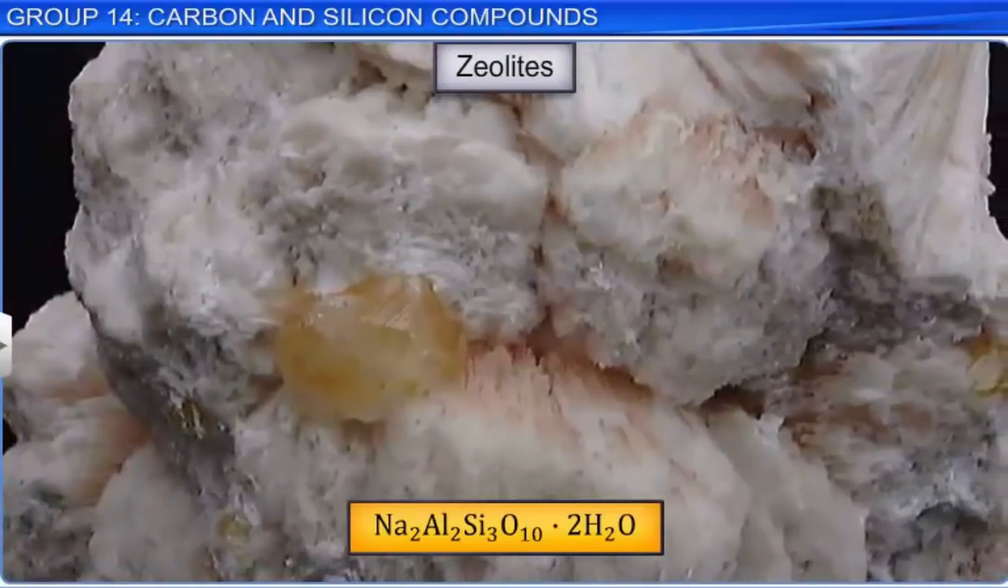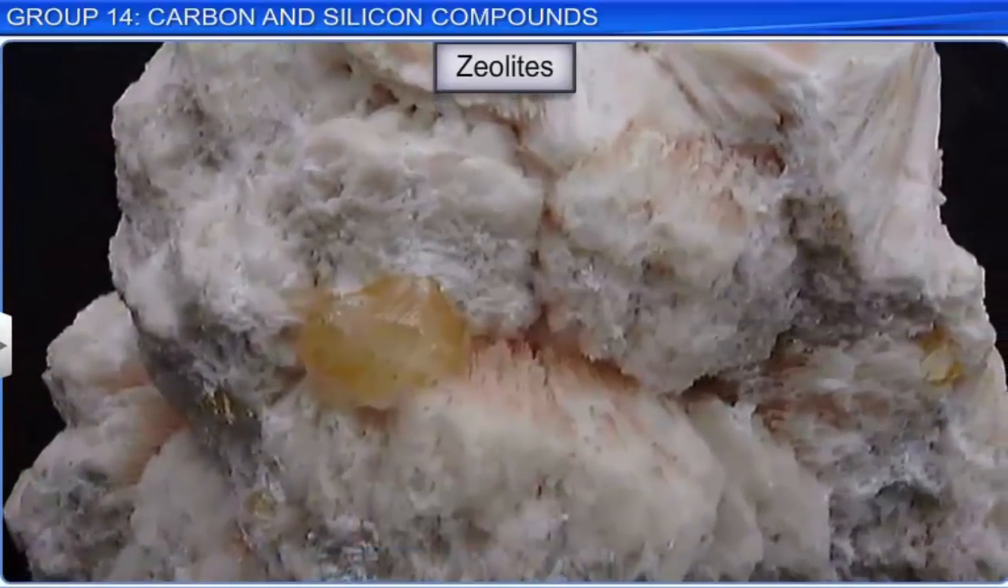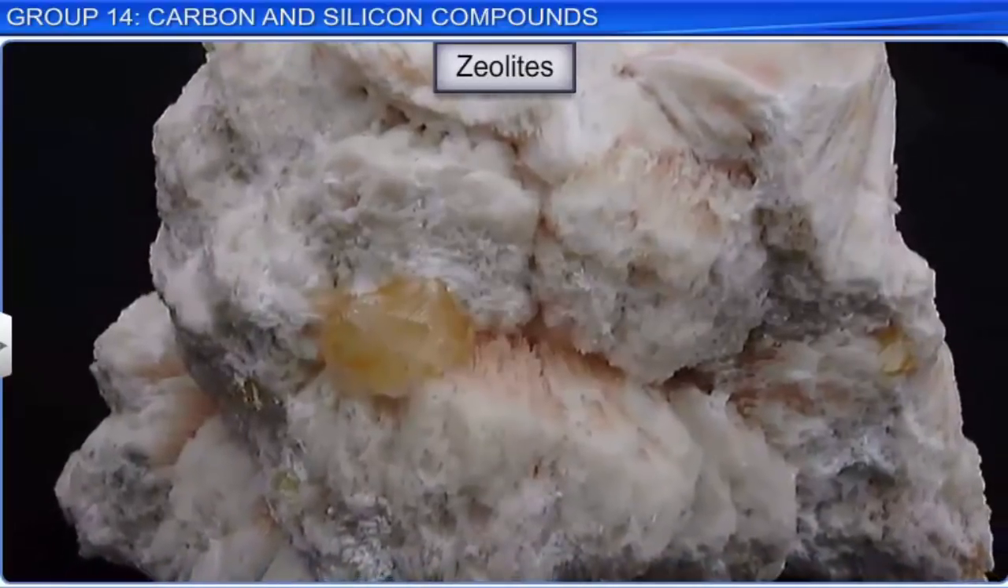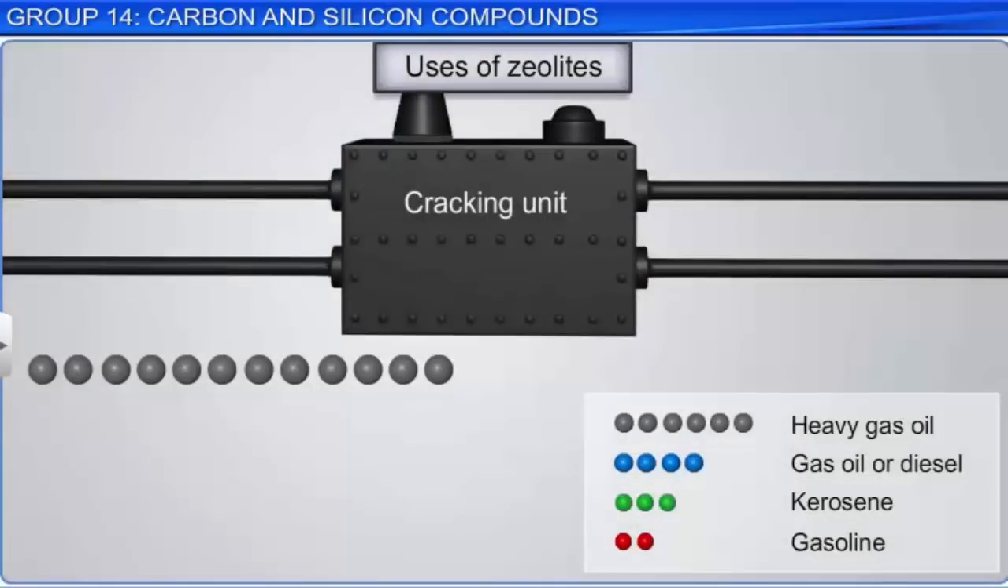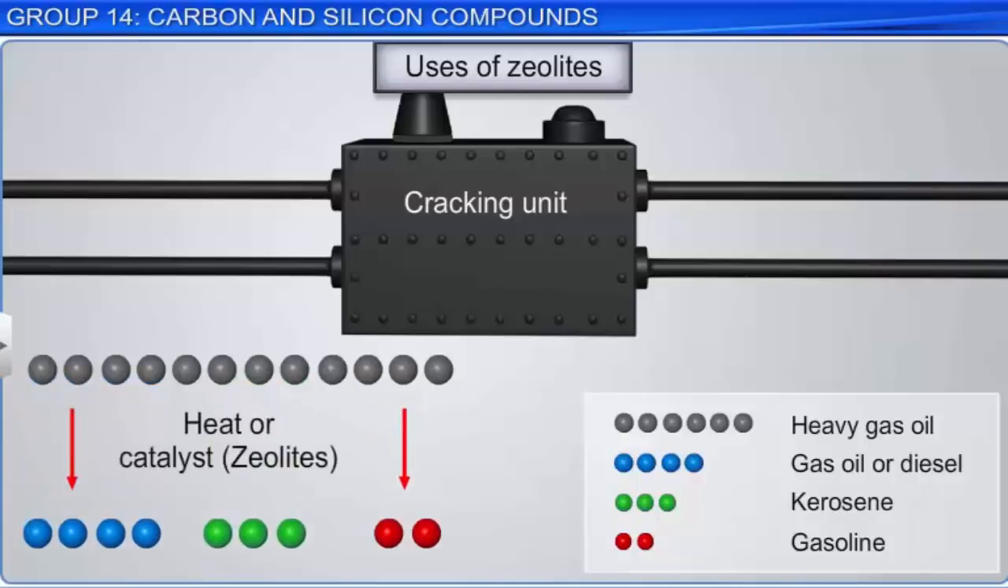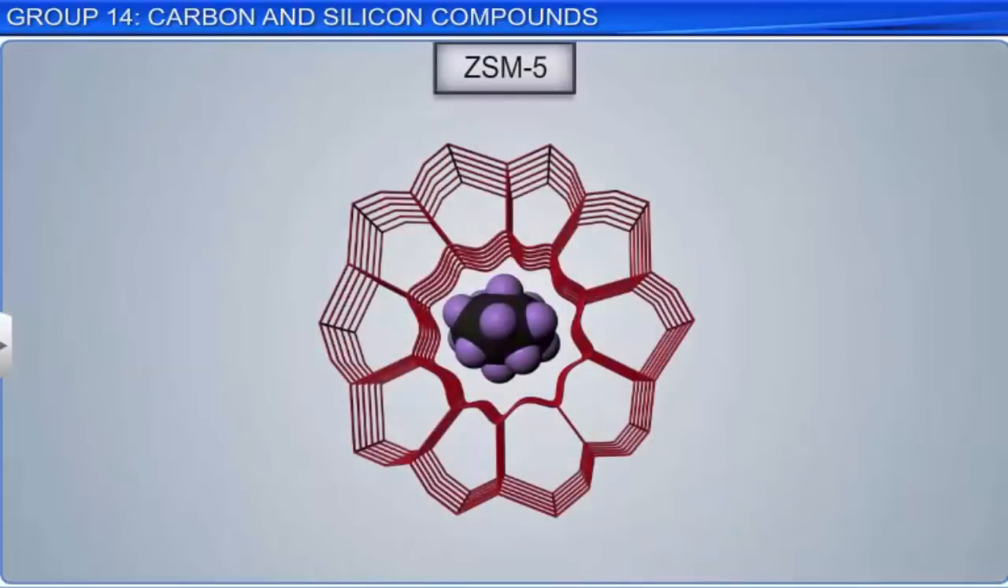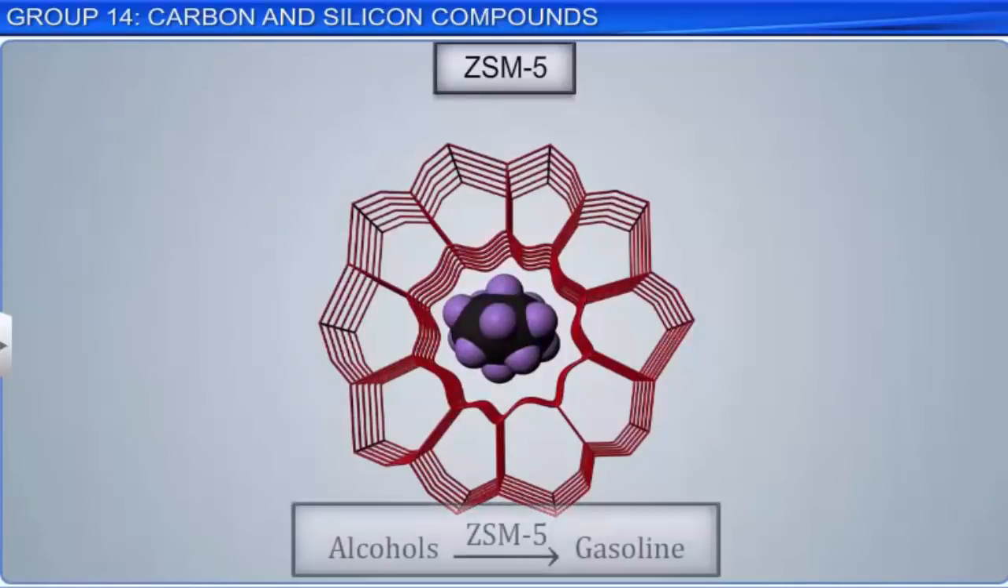They are microporous, with tiny cavities in their structures, as shown in the illustration. Zeolites have a variety of uses. They are used as catalysts in the petrochemical industry, for example, in the cracking of hydrocarbons. They are also used in isomerization reactions. For example, ZSM5, shown here, is used to convert alcohols directly into gasoline.